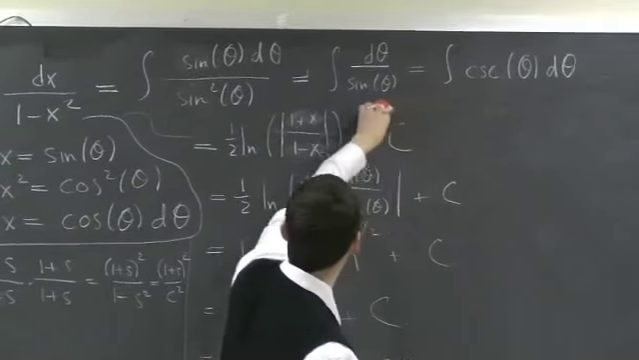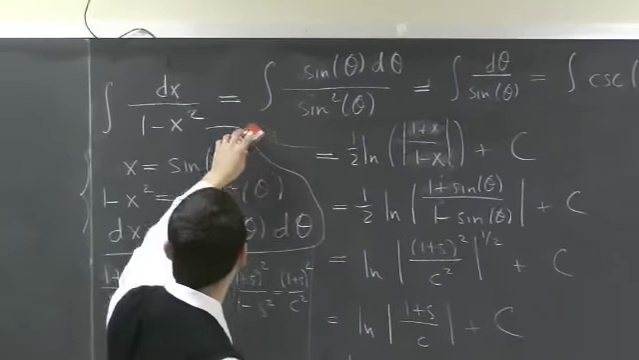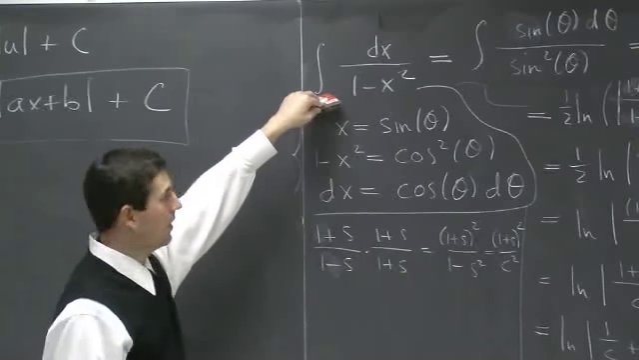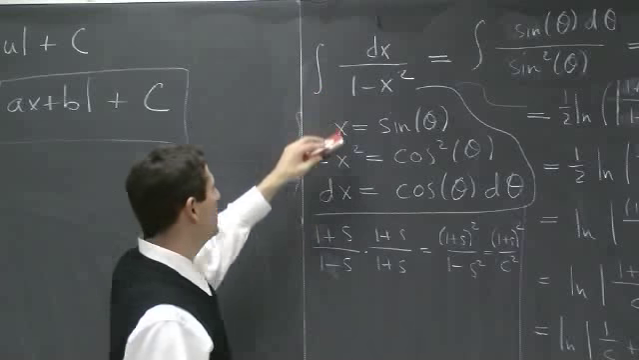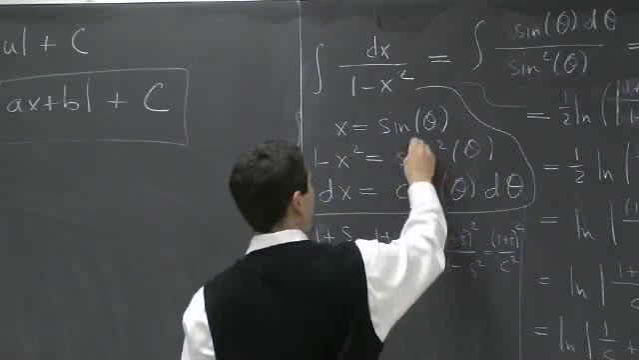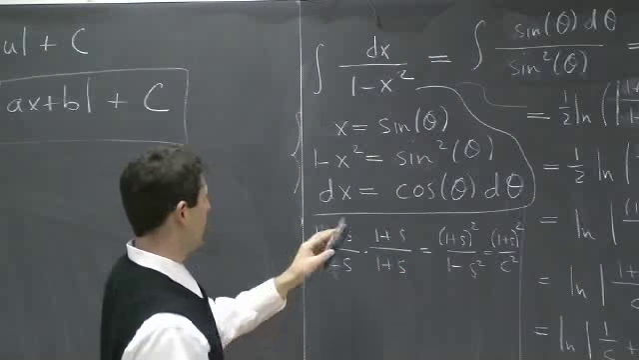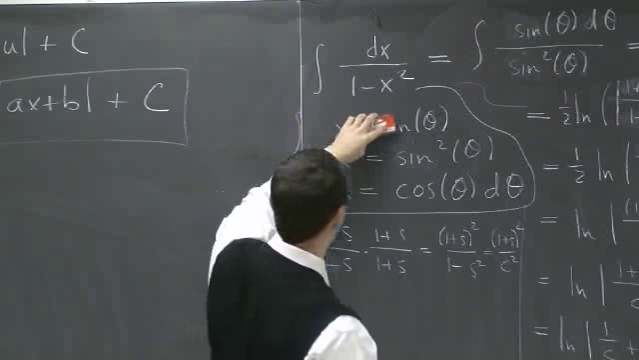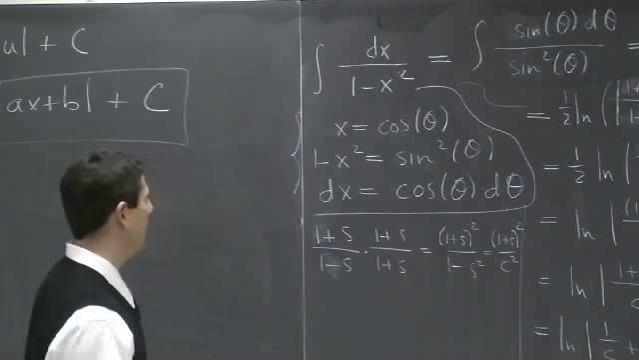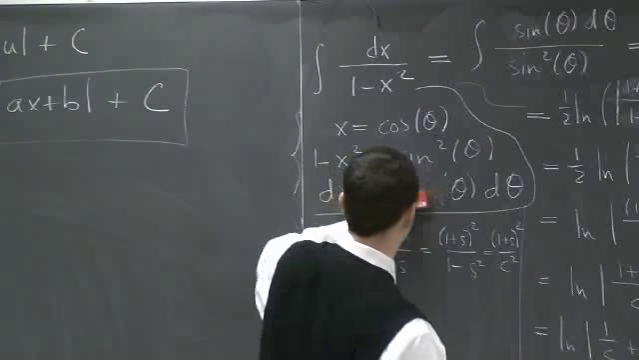So we've done this. Now we want to translate it back into this form. To do that, I need that 1 minus x squared is sine squared, which means my x should be cosine, and my dx would then become minus sine.